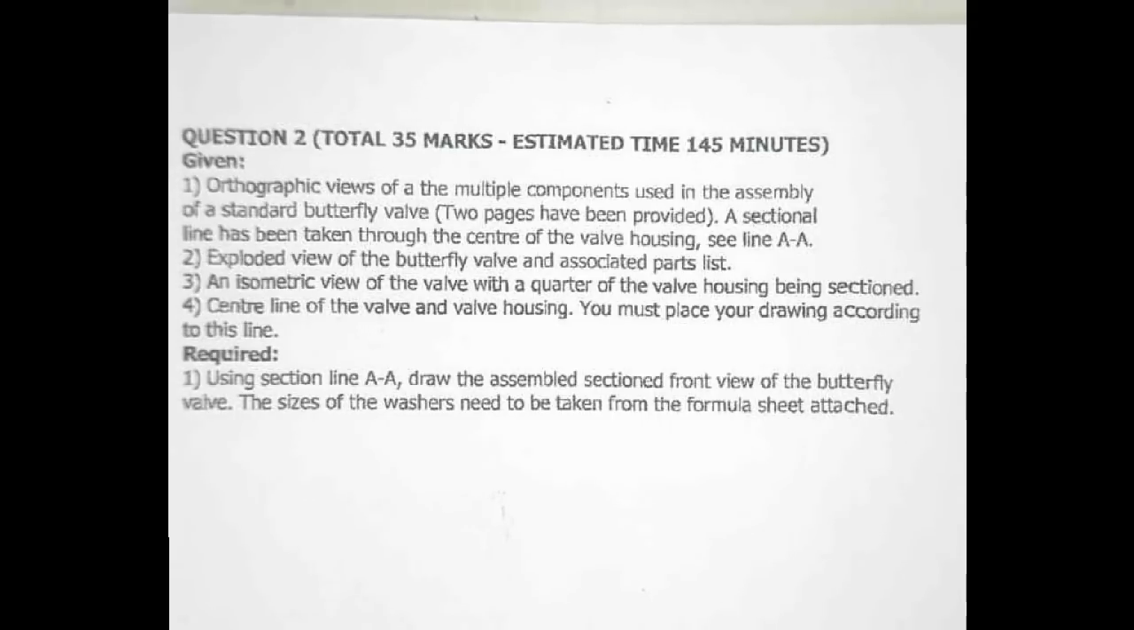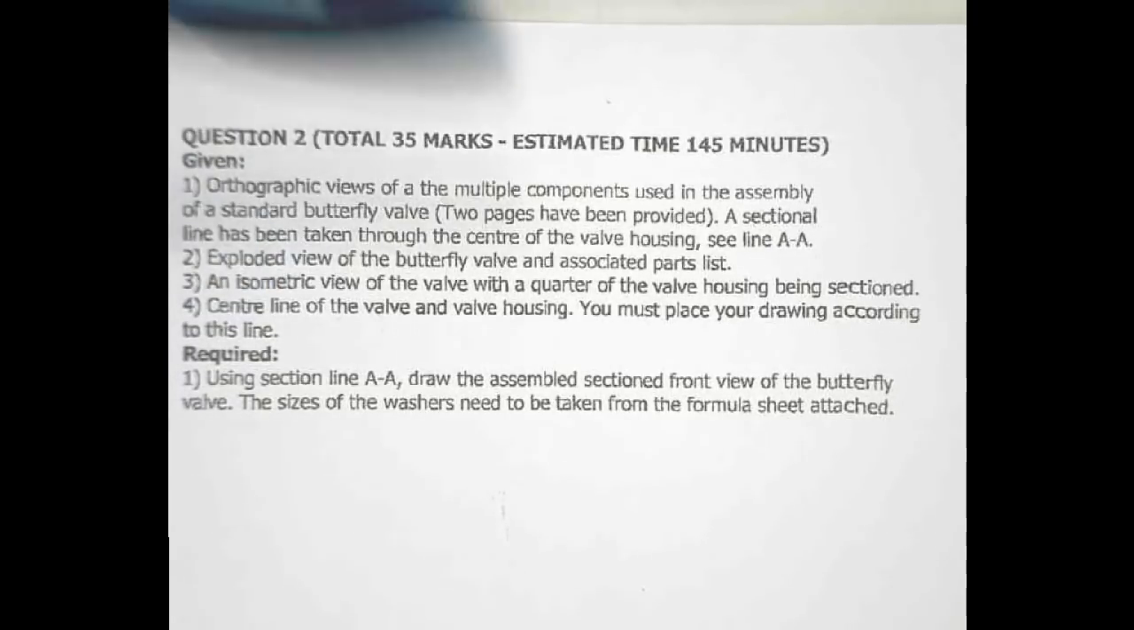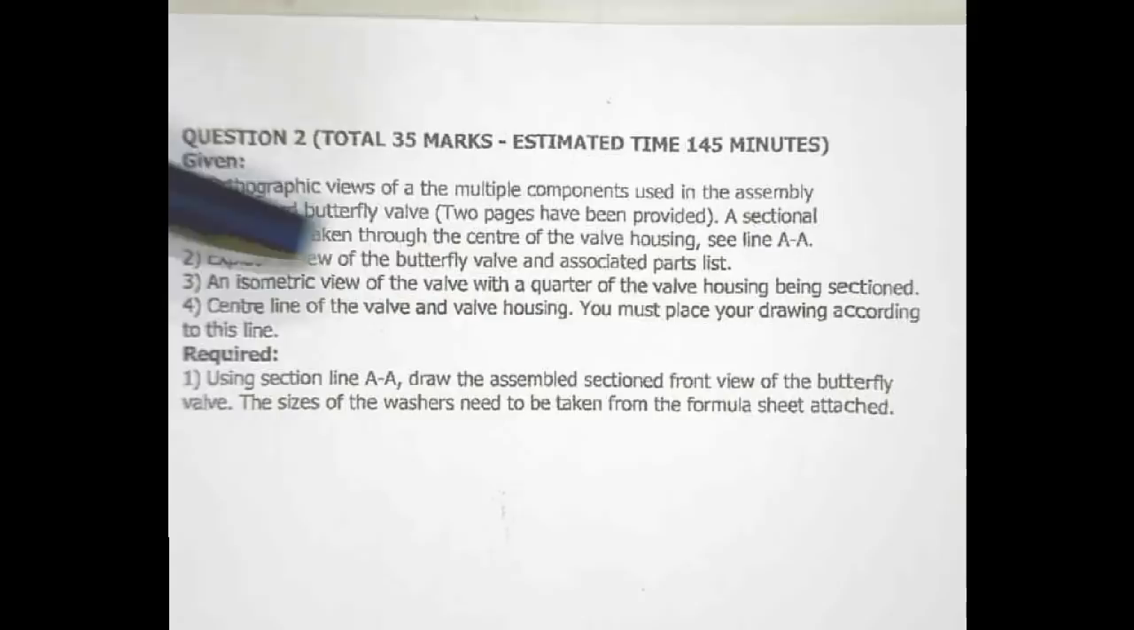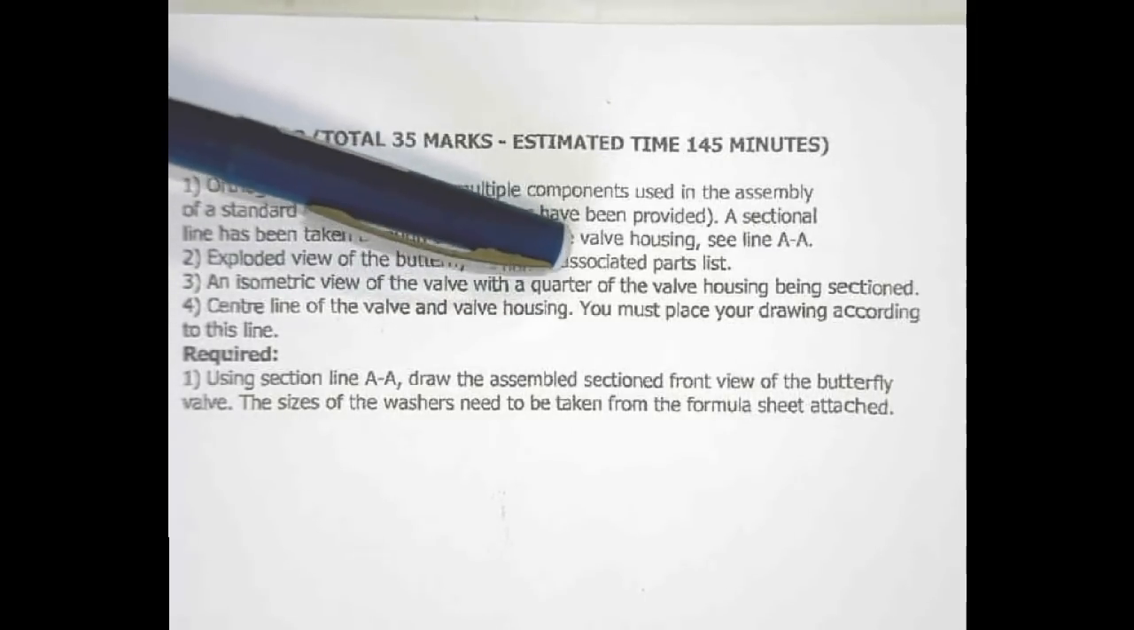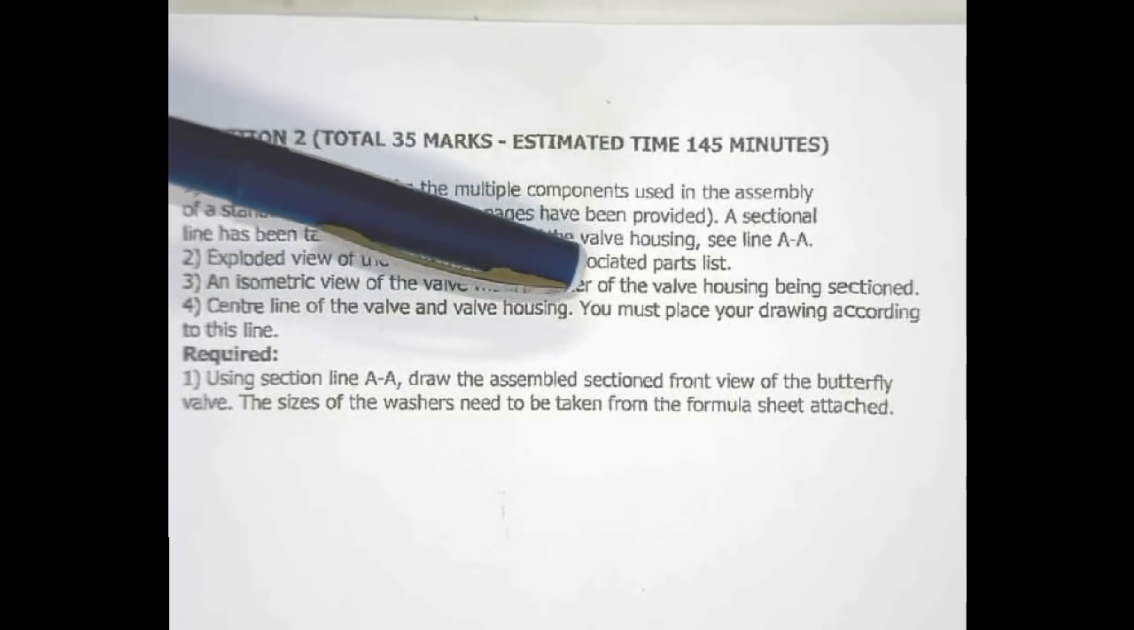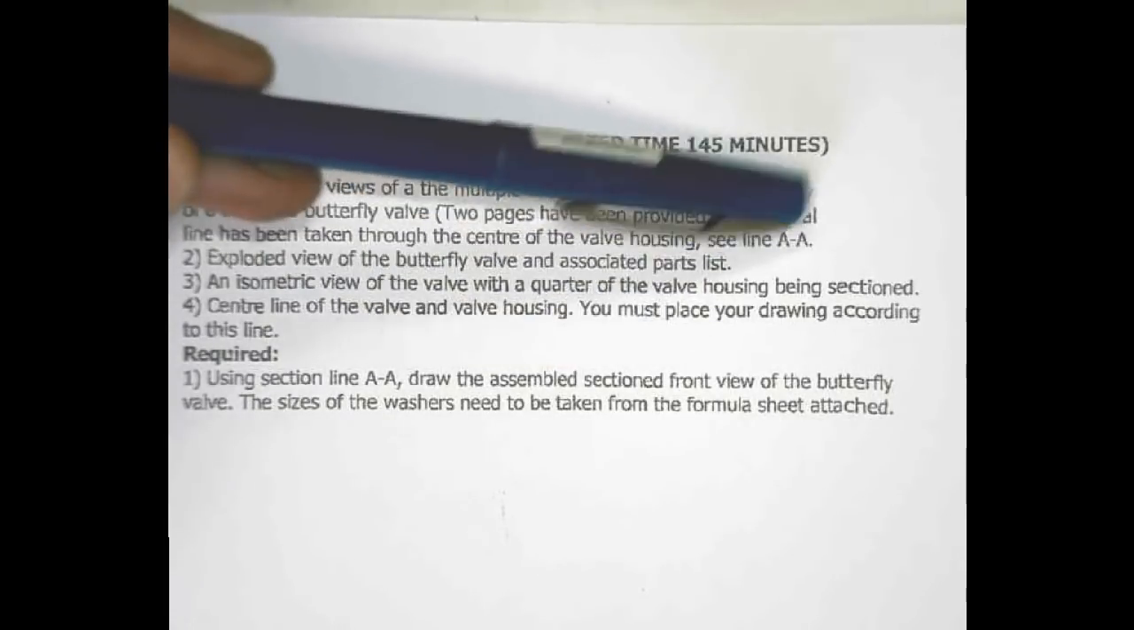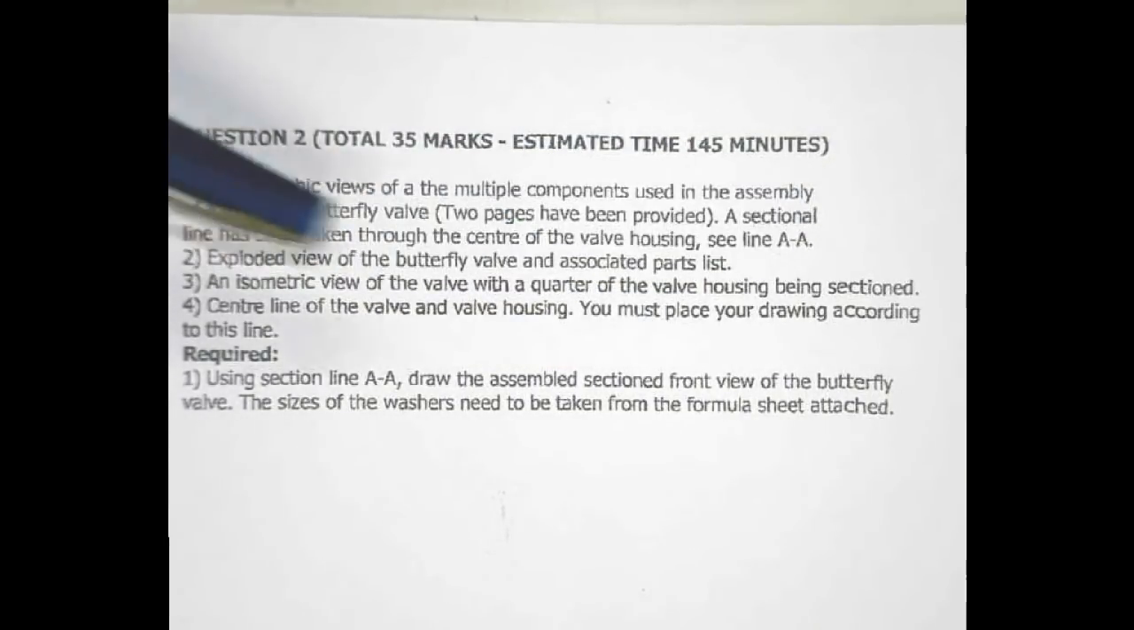So we are told that we've been given multiple orthographic views of components that are used in an assembly of a standard butterfly valve. We've then also been given a sectional line which has been taken through the center of the valve housing. So we'll look out for the valve housing in the parts drawings, and that there is a section line AA. This is giving us an idea that the valve housing is the main component, or our base component, of our assembly, so we'll start with that component and then build everything else around it.